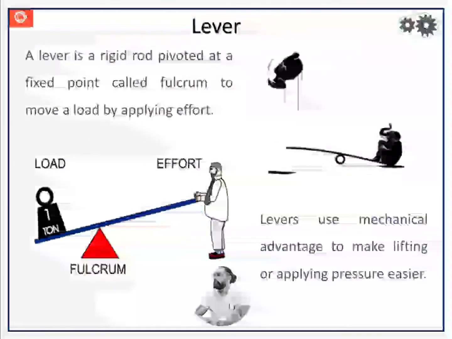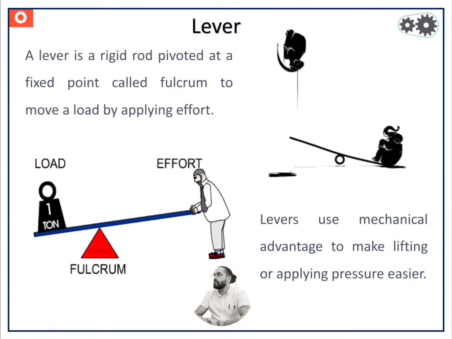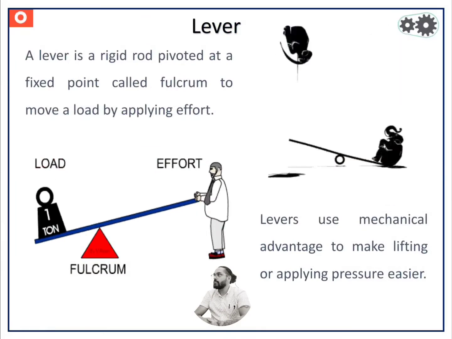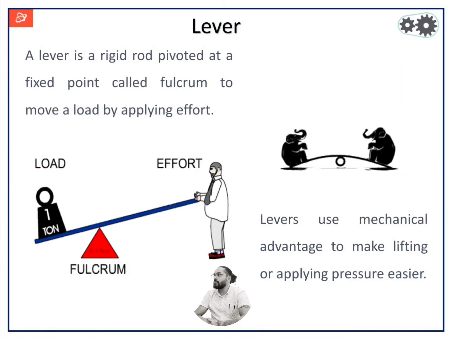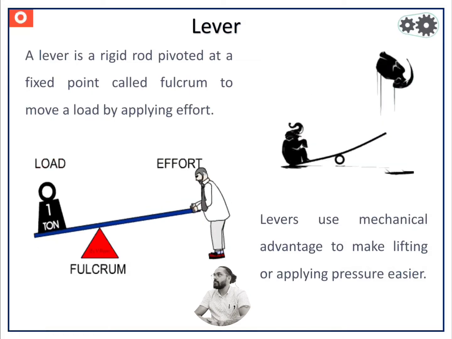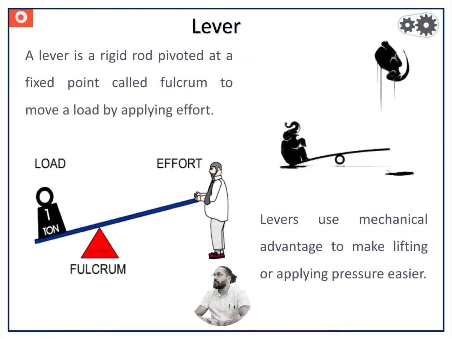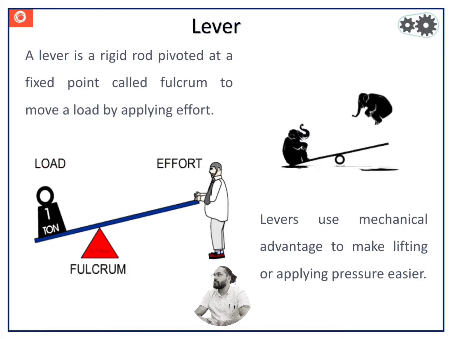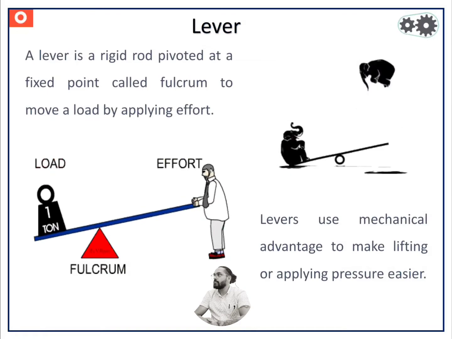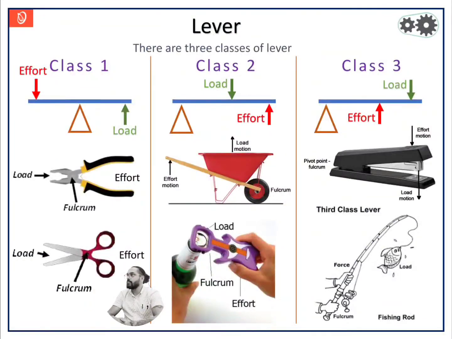A seesaw is a good example of a lever. The lever will have a fulcrum, which is also called the pivot, onto which there will be a load, and in order to move that load you need to apply a certain amount of effort. There are three classes of levers.